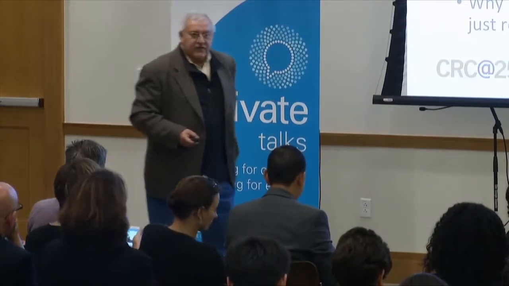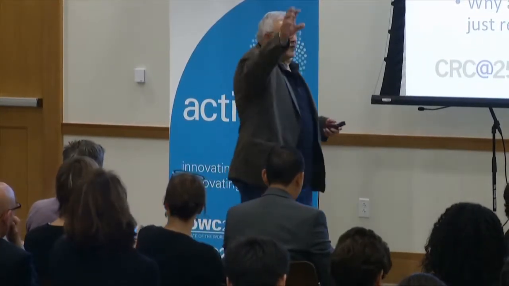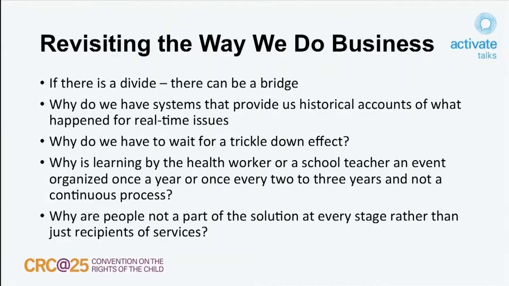Why do we have to wait for the trickle-down effect? That there would be a few elitists who actually get access to something, and then it will trickle down, trickle down, trickle down, so that everyone has to wait. The poorest of the poor and the people living in the remote areas have to wait for 15 years, 20 years to have the same services that everyone else has. That's not necessary in this day and age.